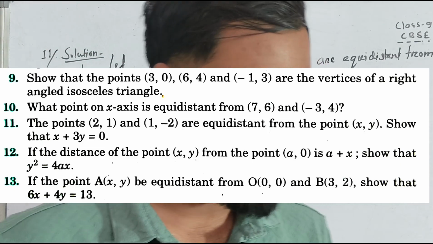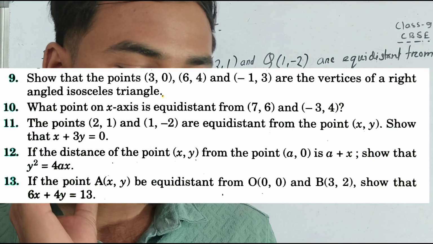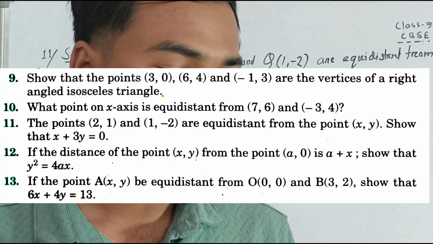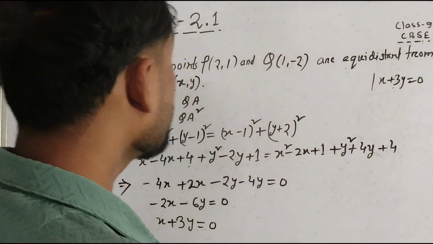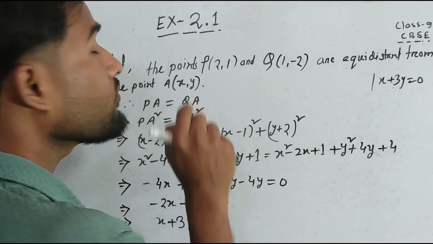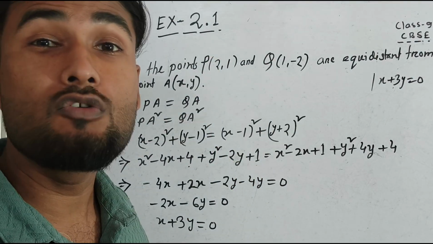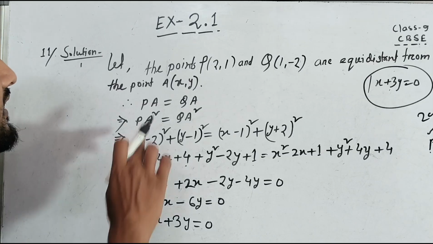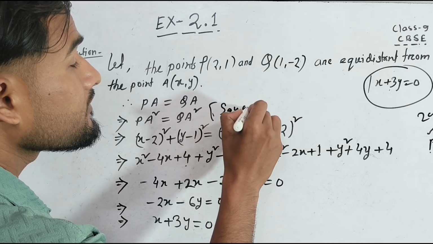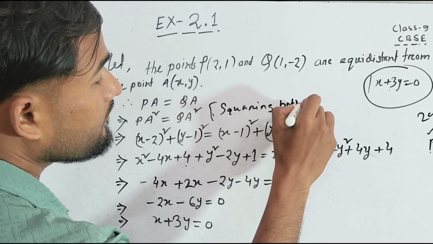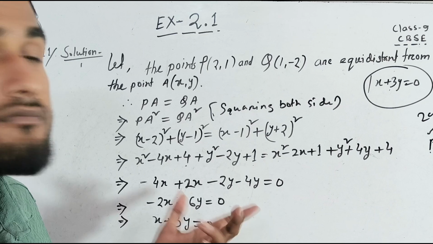Now let's come to question number 11. The points (2, 1) and (1, minus 2) are equidistant from the point (x, y). Show that x plus 3y equals 0. Here three points are given: 2, 1 and 1, minus 2, and the third is (x, y). It says P and Q are equidistant from A, so that's why we can write PA equal to QA, and squaring both sides, since a root will come.